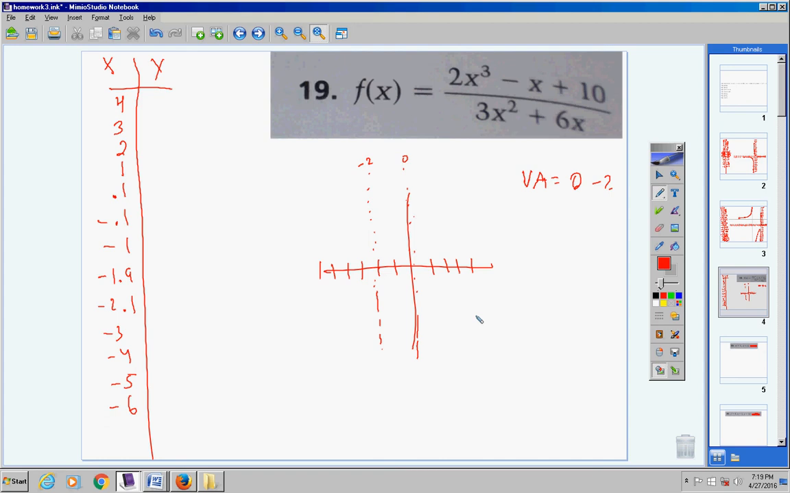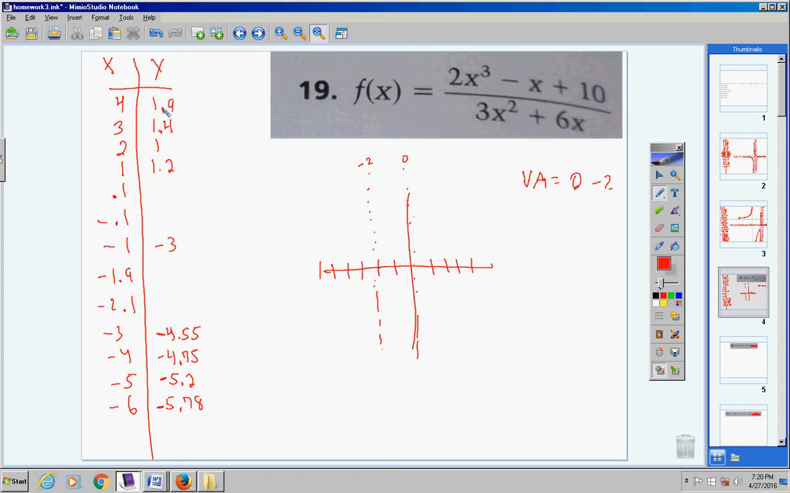Negative 6 is negative 5.78. Negative 5 is negative 5.2. Negative 4 is negative 4.75. Negative 3 is negative 4.55. Negative 1 would give you negative 3. And then positive 1 would give you 1.2. And 2 would give you 1. And 3 would give you 1.4. And 4 would give you an output of 1.86 or 1.9.